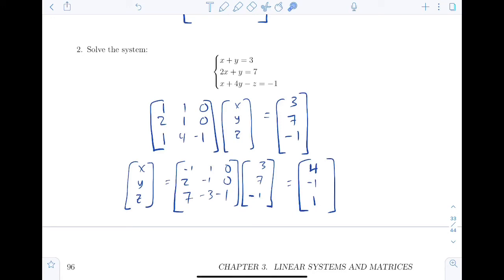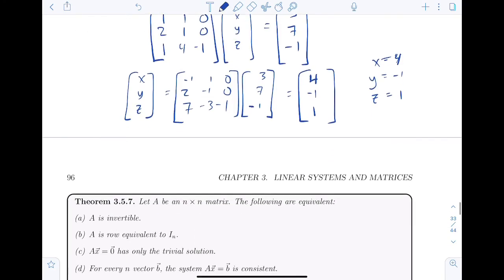Okay, so I just solved the system, right? So x is 4, y is negative 1, and z is positive 1. So this is a very useful tool for solving systems if you have access to the inverse matrix. Good.